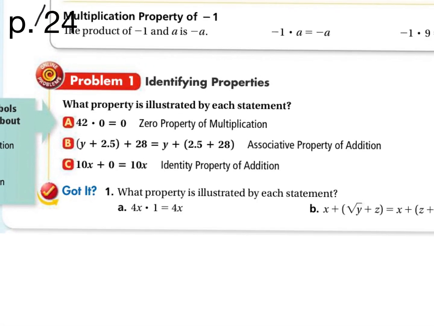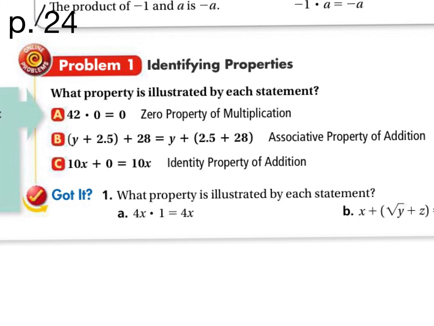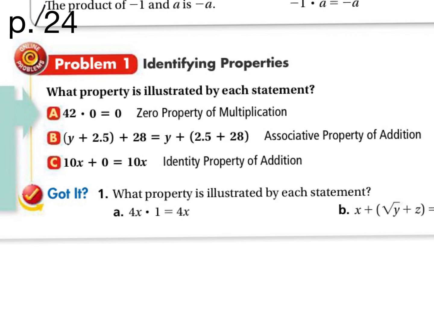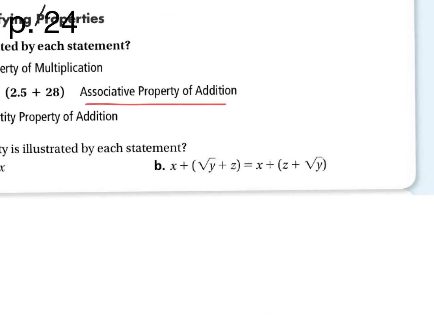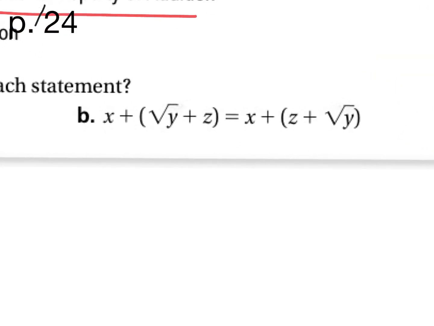So if you look at problem 1, we'll just look at part B. A is the zero property of multiplication, but part B, if you'll notice, they moved the parentheses, and so that's the associative property of addition. Part C, that would just be the identity property of addition. Again, not going to worry about that too much. The got it one, that's the identity property of multiplication.